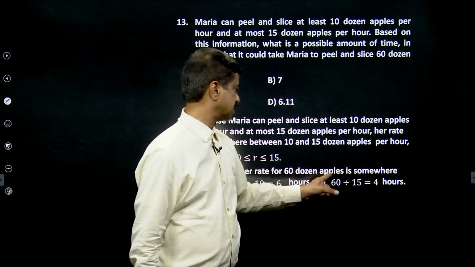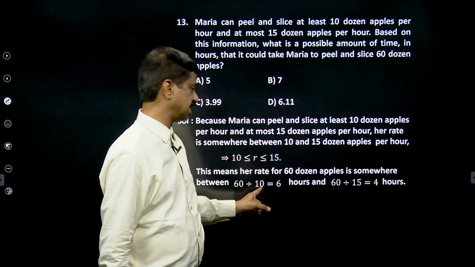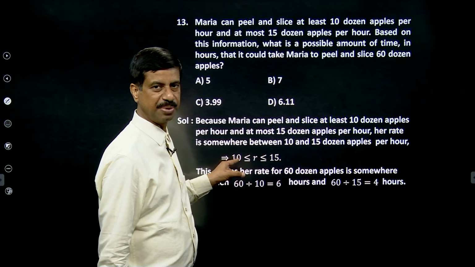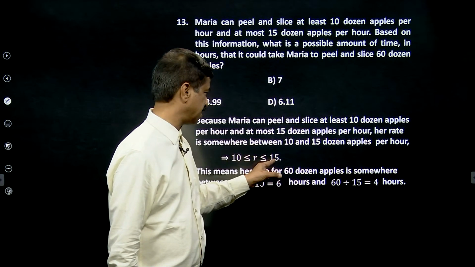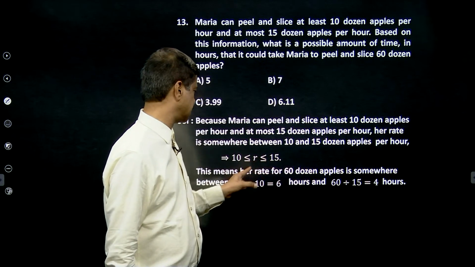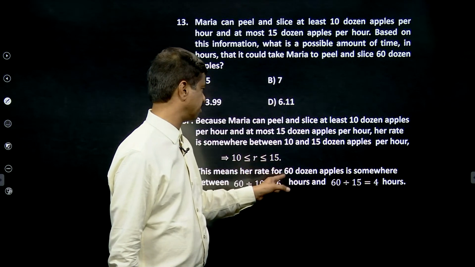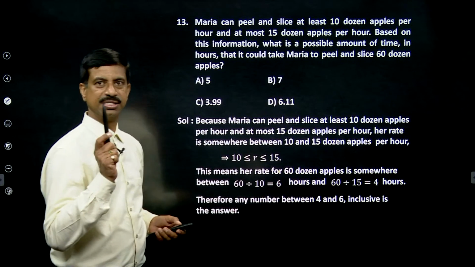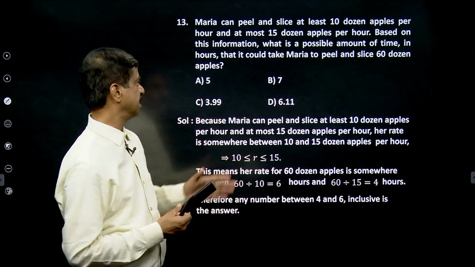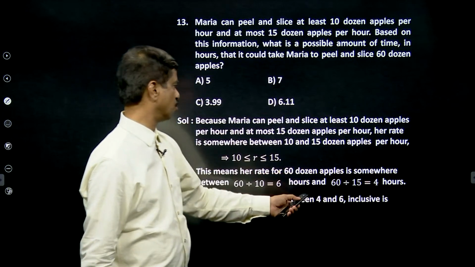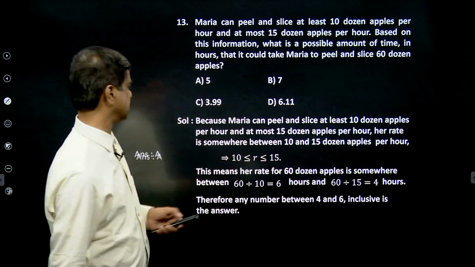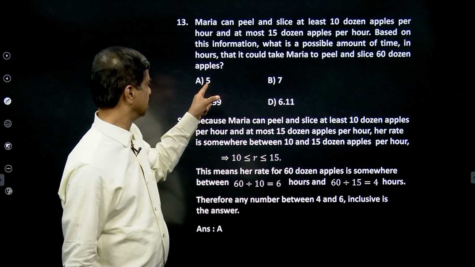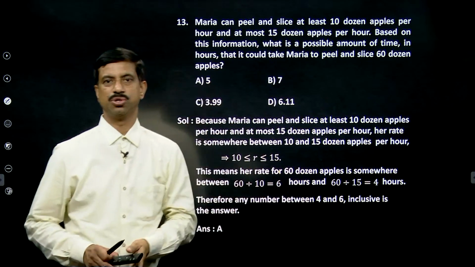Now her rate is what? For 60 dozen apples, it is somewhere between 60 divided by 10, because the minimum number of apples she is peeling in an hour is 10 and the maximum is 15. So 60 divided by 10 is 6 and 60 divided by 15 is 4. Means the time she could take is between 4 hours and 6 hours to peel those 60 apples. So between 4 and 6 hours. What is the answer which is there between 4 and 6 hours? 5. Between 4 and 6 hours is 5. So the answer is 5. Please note it fast.